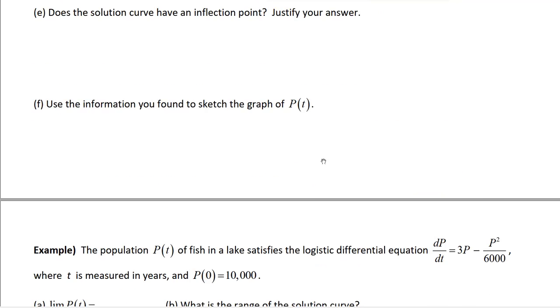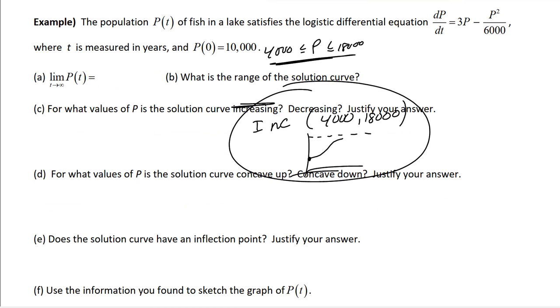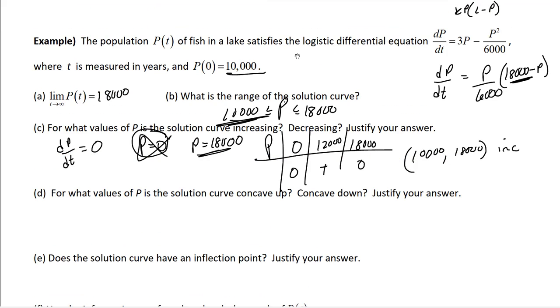Okay, so let's move on. All right, let's see what we can do here. So we get increasing, fantastic, from 10,000 to 18,000. We can see that it's plus. We're good to go. It is not decreasing at all. This function does not decrease from 0 to 18,000, or really from 10,000 to 18,000.